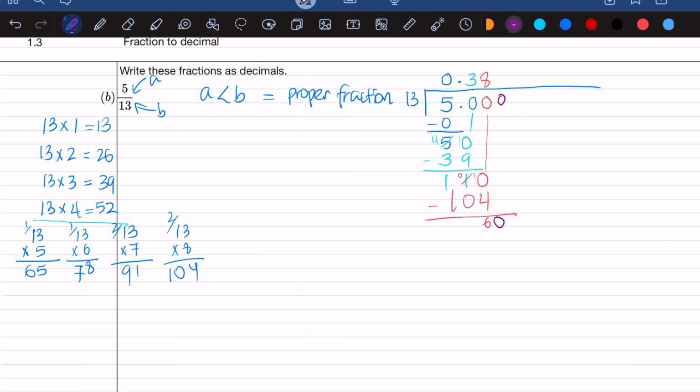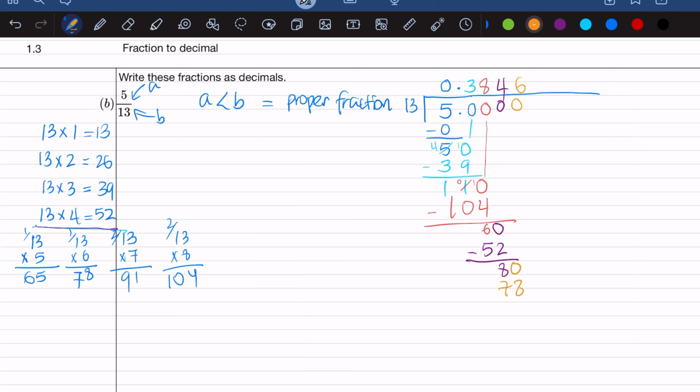So 13 times 4 will be 52. It's the closest, not over 60, yeah? So we subtract 52 from 60, and we will get 8. Let's keep going. We drag the 0 down. 13 multiplied by 6 will give us 78. And subtract, we will get 2. And we still need to keep going. 13 times 1 will be 13, 7. Keep going, drag the 0 down.